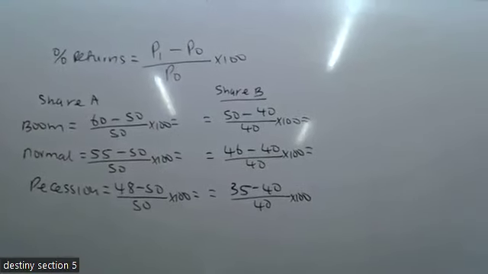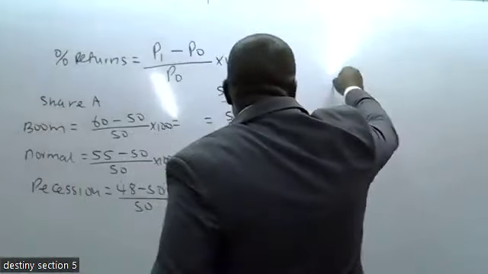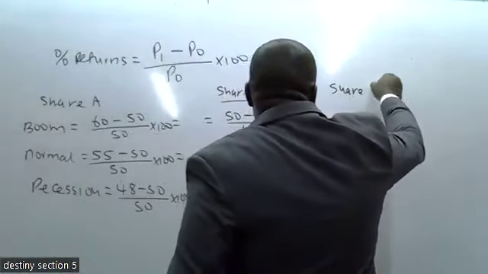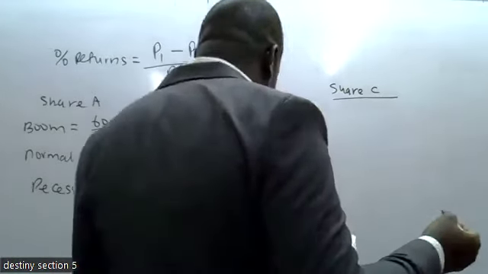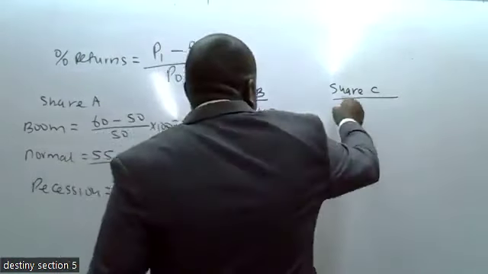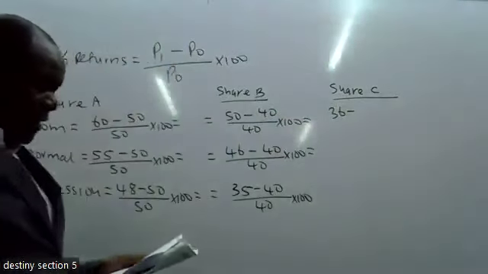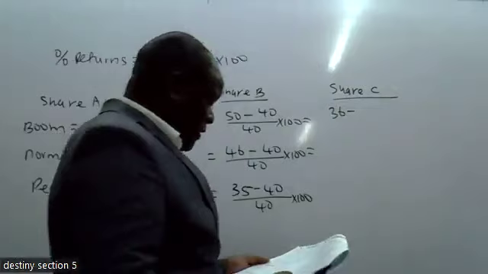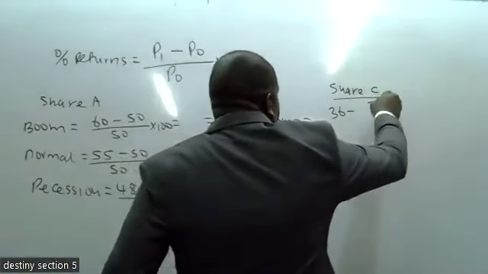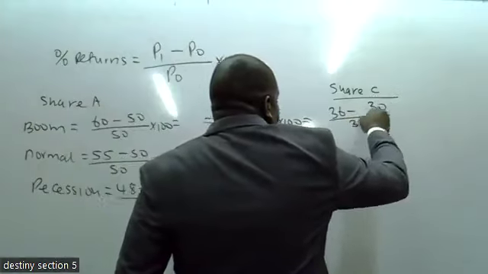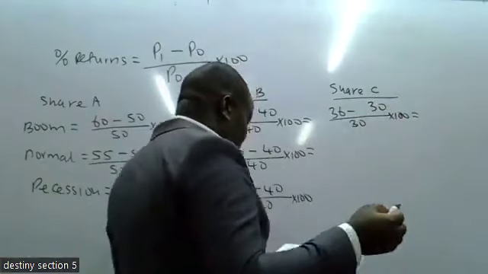There were 3 shares. We do the same for share B. Sorry, C. We do the same for share C. For share C, the first one is 36. Also subtract the current share price, given as 30. You also divide by 30 and express it as a percentage.